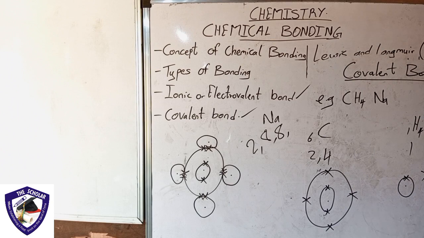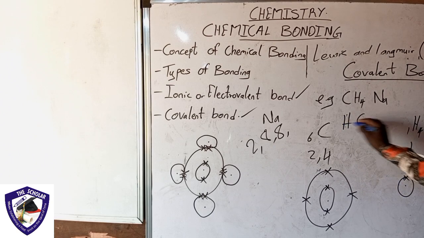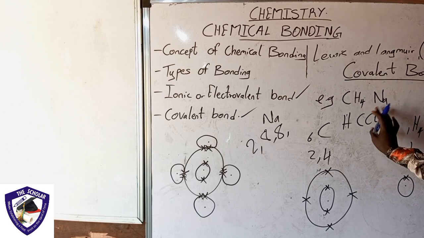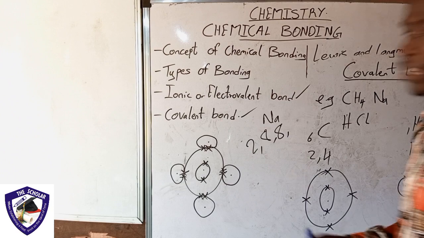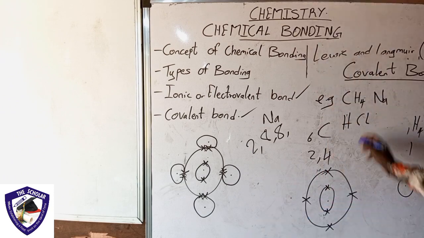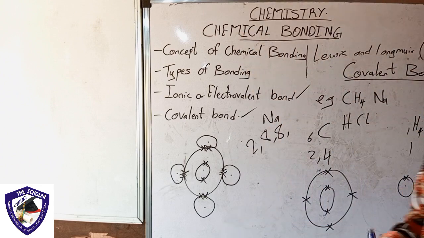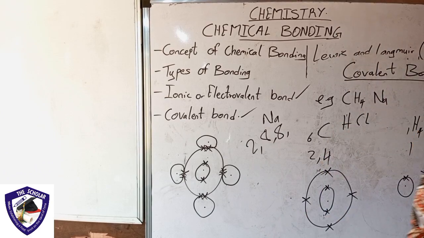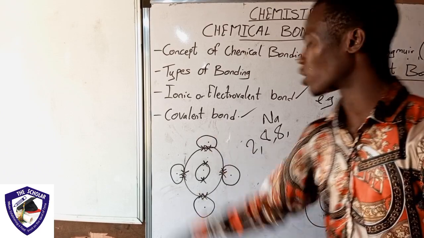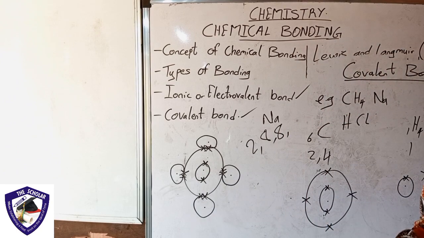And I gave a perfect example of HCl, hydrogen chloride. I showed how hydrogen and chlorine come together to form a bond which is known as covalent bond. I also gave an example of CH4, which is called methane, an organic compound. I showed the formation between carbon and 4 molecules of hydrogen.